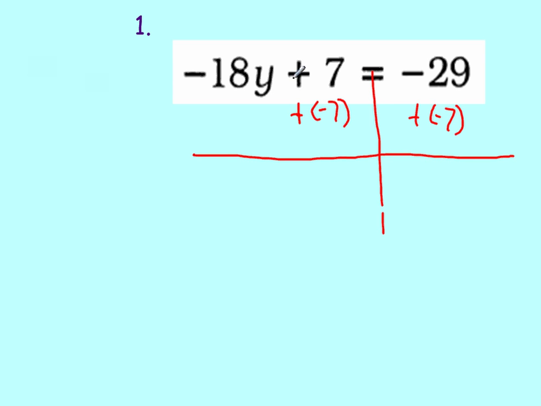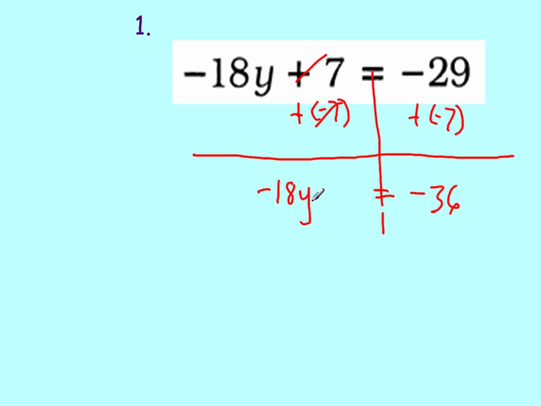These 2 cancel each other out. Negative 7 makes 0. We bring down our other term, which is negative 18y, equals, and then we do the math. Negative 29 plus negative 7, that's going to be negative 36. Negative plus a negative is more negatives.